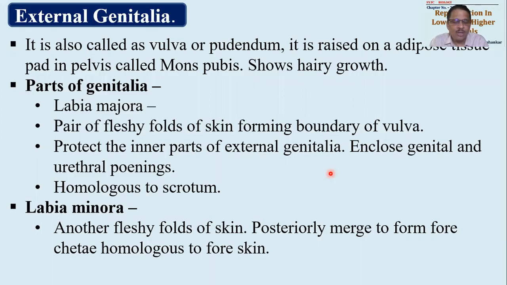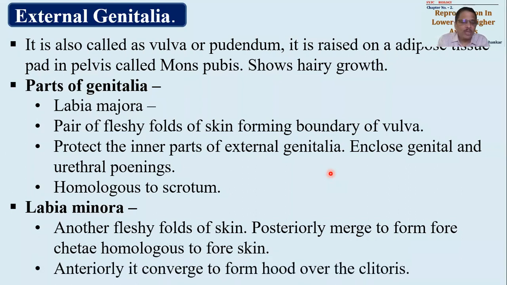What was foreskin? Foreskin was a layer of skin present around glans penis. Glans penis के ऊपर एक layer था skin का, loose layer of skin, that was called as foreskin. तो यहाँ पे females में labia minora जो है उसका posterior end में membranous structure रहेगा. This membranous structure will be called as fourchette and it is homologous to foreskin.